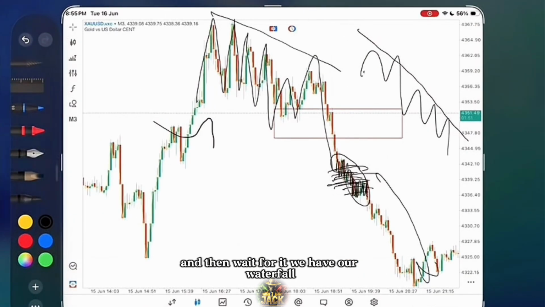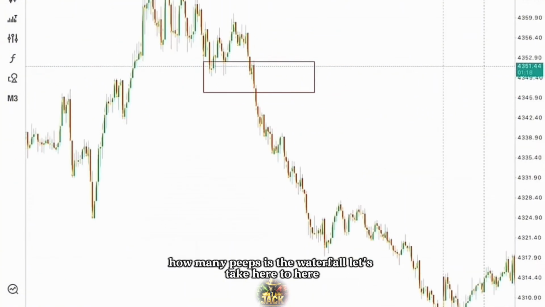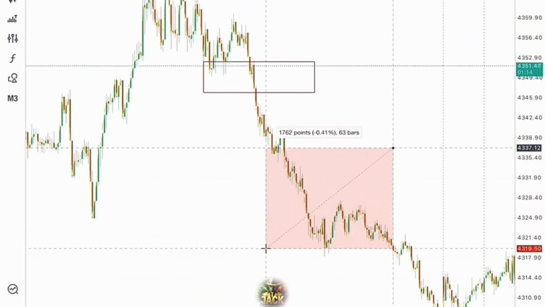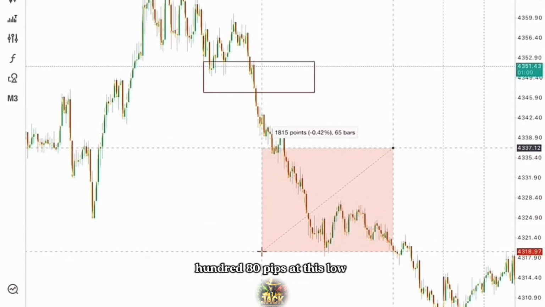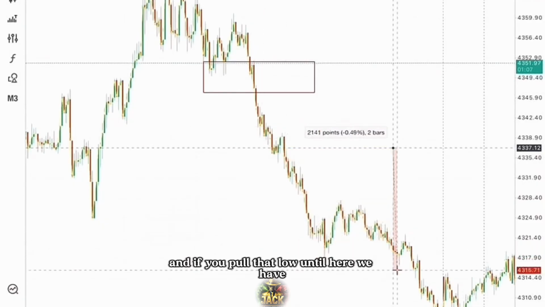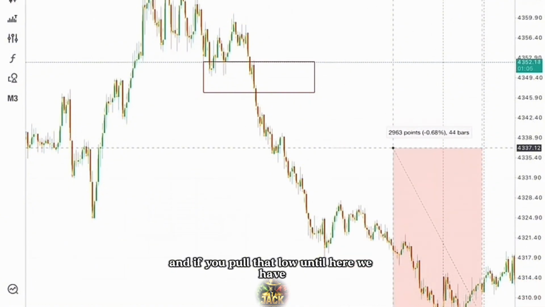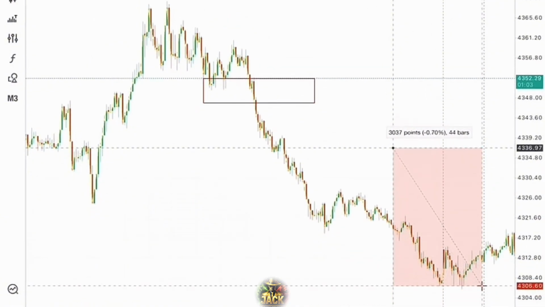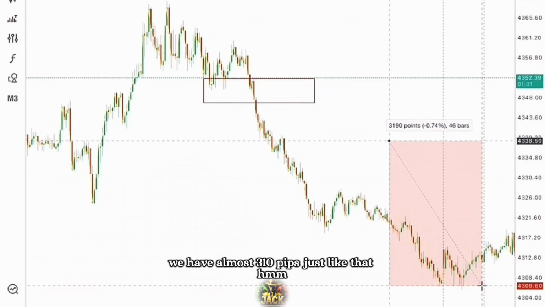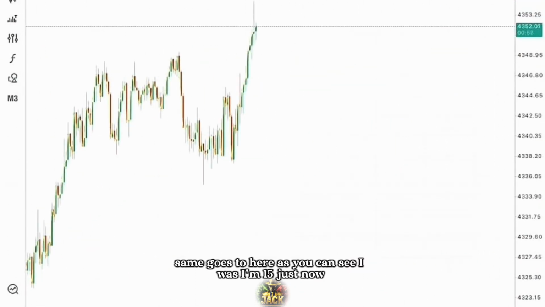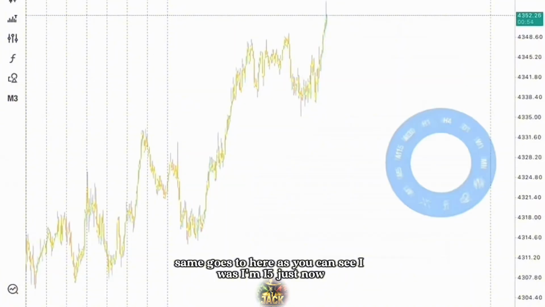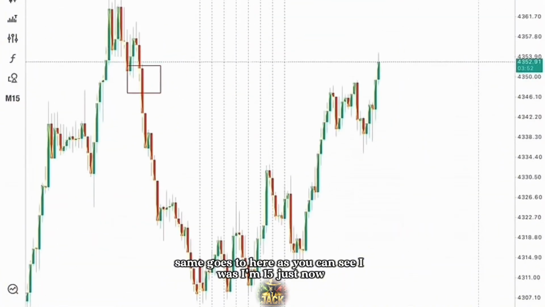We have our waterfall. How many pips is the waterfall? Let's take here to here. You already have 170 pips, 180 pips at this low. And if you pull that low until here, we have almost 310 pips, just like that. Same goes to here. As you can see, I was on M15 just now.